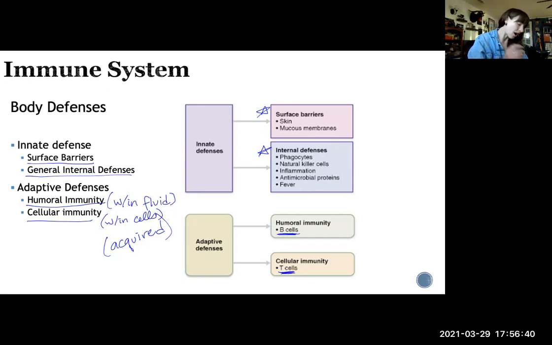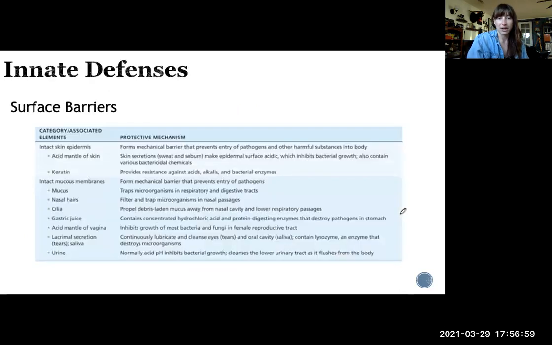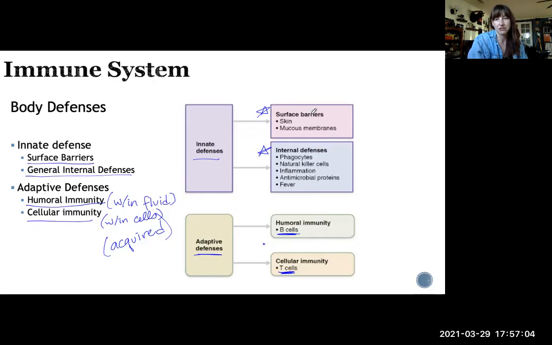So we're going to start off by talking about innate defenses. So I'll have a header saying that this is innate, and then at some point down the road, we will switch over and start talking about these adaptive defenses, and this is where it's really going to start to get kind of hairy, okay? So bear with me. Let's talk about those surface barriers for starters, okay?